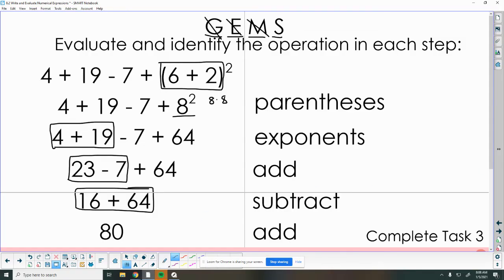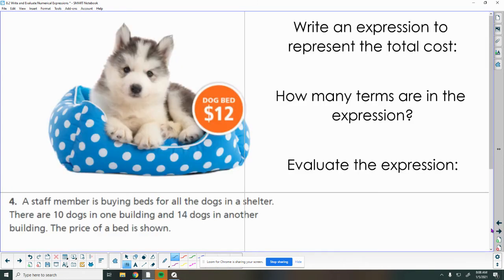So task 4 has a cute little puppy here, and it says that a staff member is buying beds for all of the dogs in a shelter. There are 10 dogs in one building and 14 dogs in another building. The price of the bed is shown here. So first, we need to write an expression. Remember, that's just the problem to represent what you would do. So I want you to go ahead and think about, you've got 10 dogs and 14 dogs, and I want to buy $12 beds for all of them. What problem could I do?